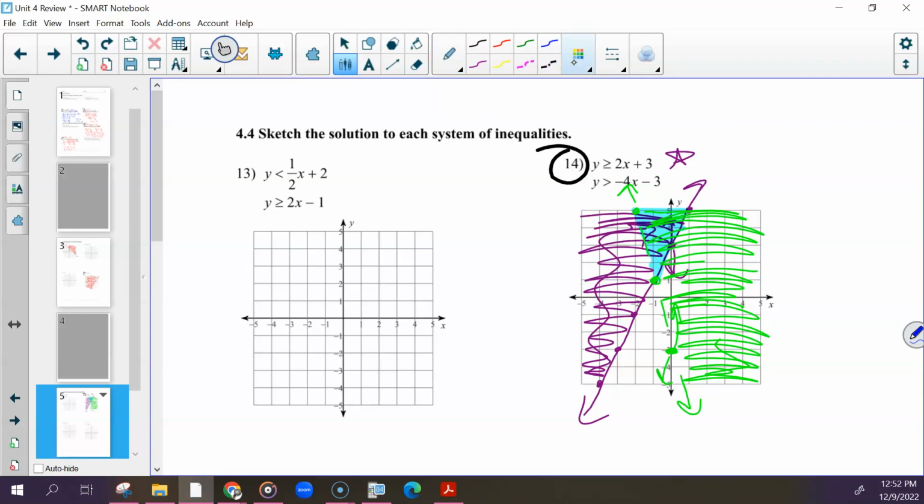Okay. 13 would be starting at 2, going up 1 to the right 2 as many times as possible, down 1 left 2 as many times as possible. This would be a dashed line, so you could just draw arrows at the end or draw little marks in between, either or. This would be shaded below, so that would be everywhere down here.